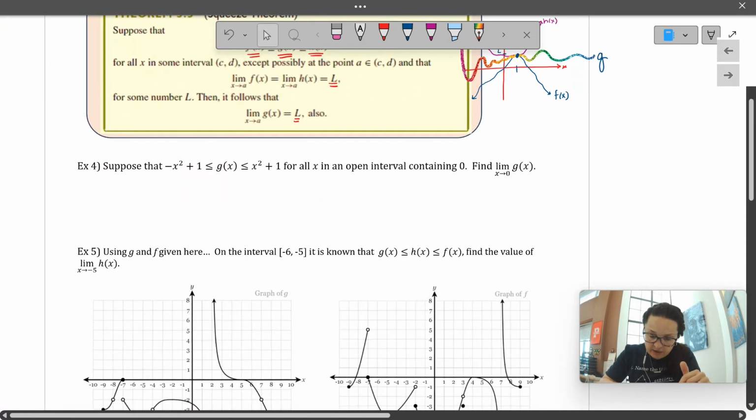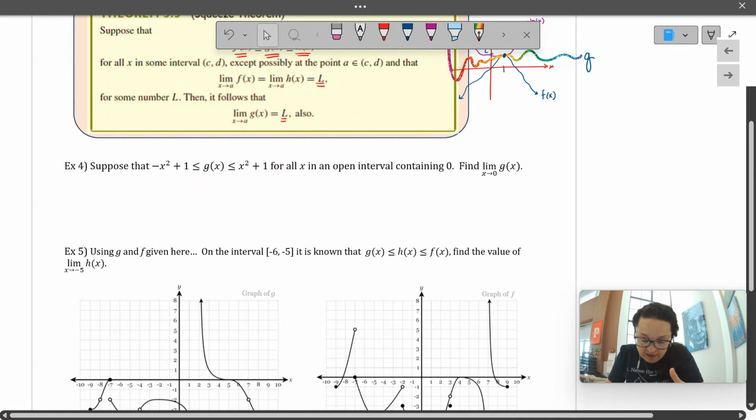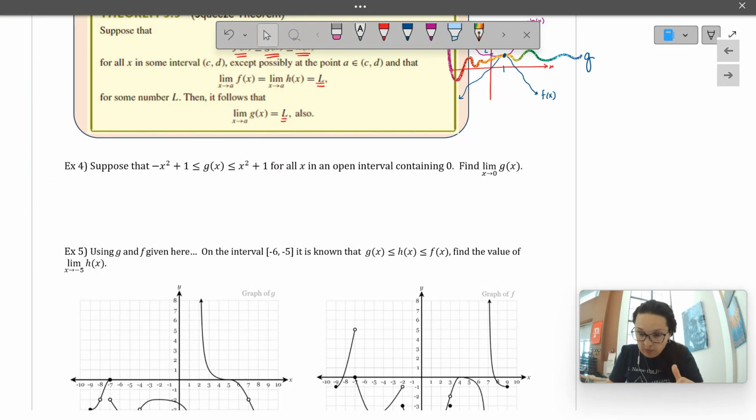All right, number 4 says, suppose that negative x squared plus 1 is less than or equal to g of x, is less than or equal to x squared plus 1 for all x on an open interval containing 0. Find the limit as x approaches 0 of g of x.